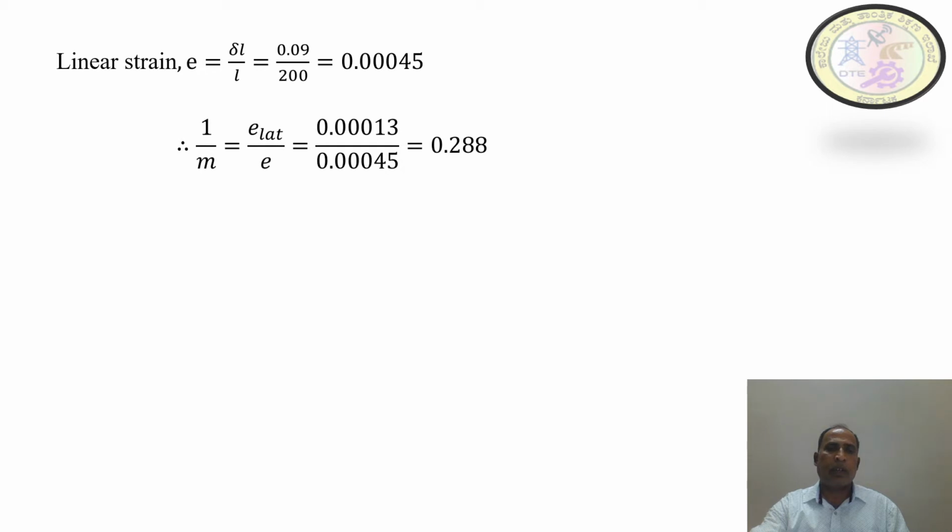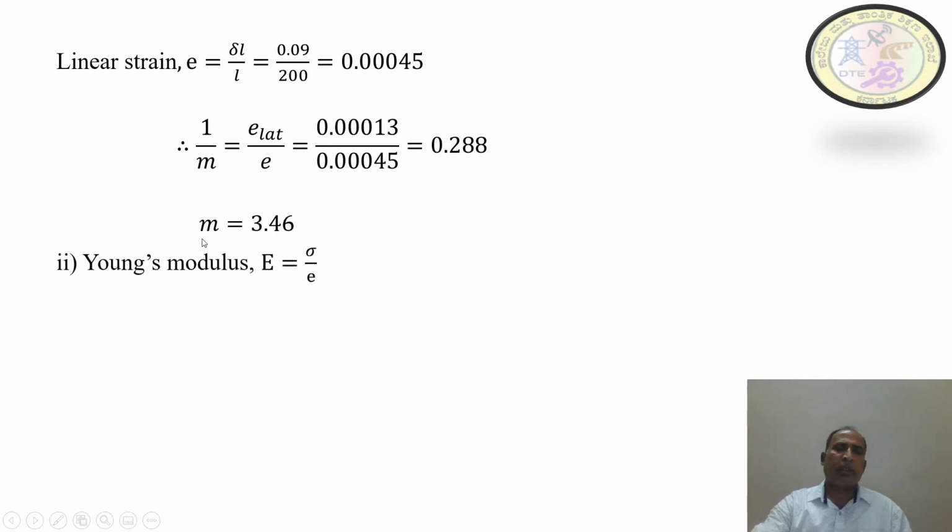Once the lateral strain and linear strain are calculated, we can calculate the Poisson's ratio, that is the ratio of e lateral to e linear, or the linear strain, that is 0.00013 divided by 0.00045, that is equal to 0.288. So m is equal to 1 by 0.288, that is equal to 3.46. Why are we calculating m? While calculating the shear modulus and the bulk modulus, the value of m can be directly used. So the first elastic constant is Young's modulus.